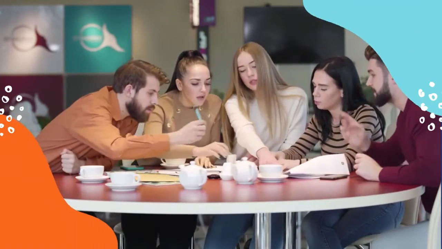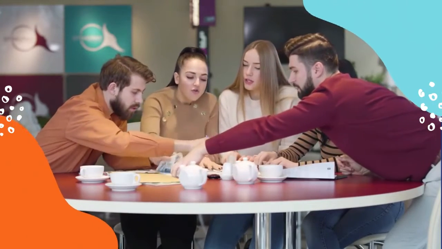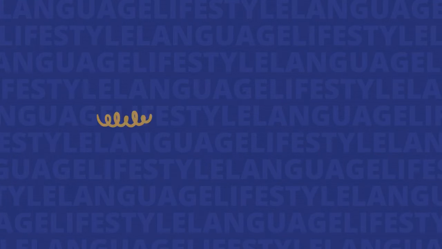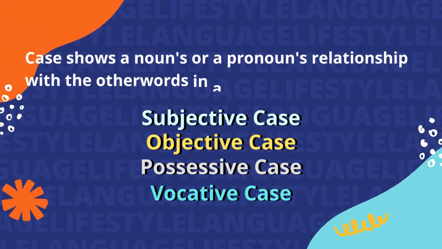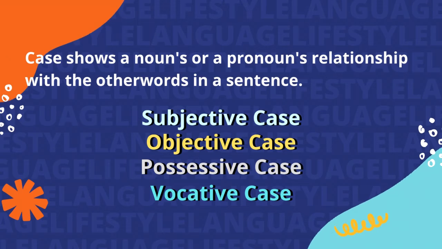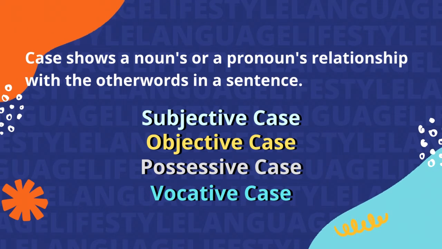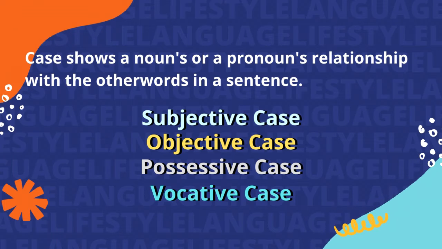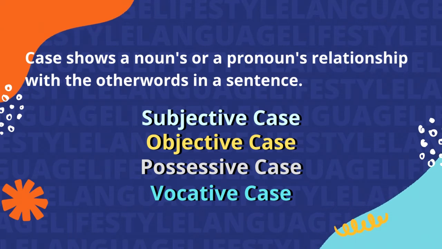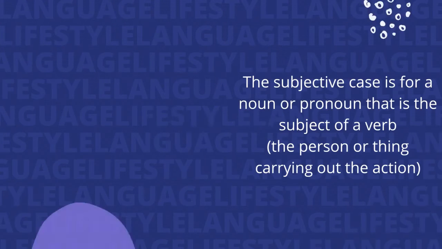Now that we know the different types of articles used with nouns, let us now understand what the different cases used in grammar are. What is case in grammar? Case shows a noun's or a pronoun's relationship with the other words in a sentence. There are 4 types of cases used in grammar. Number 1 is subjective case. Number 2, objective case. Number 3, possessive case. And number 4, vocative case.